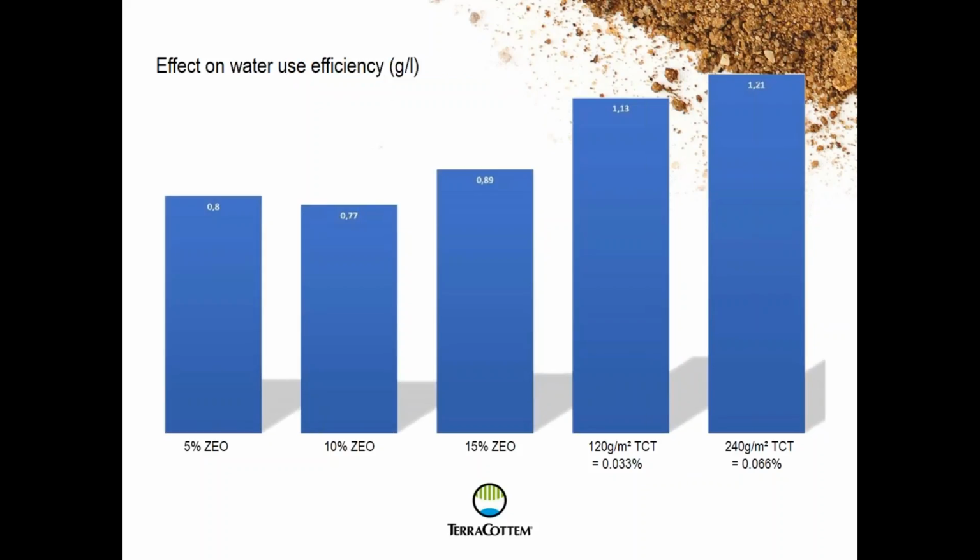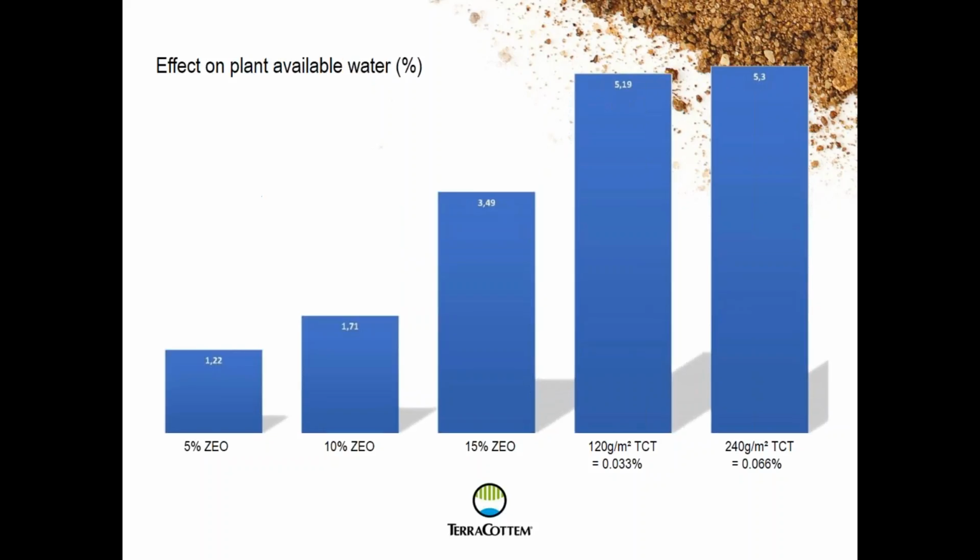A similar graph on water use efficiency. Water use efficiency of adding TerraCottem turf is much higher than when you add zeolite. Plant available water, remember the PF curve. Positive effect of a single and a double application rate of TerraCottem turf is much higher than adding zeolite.